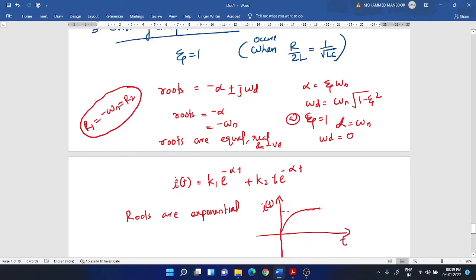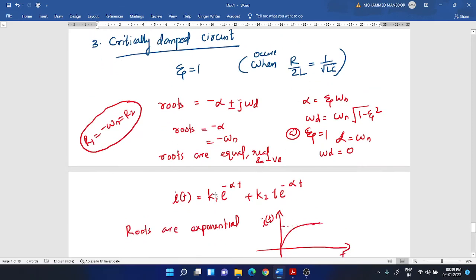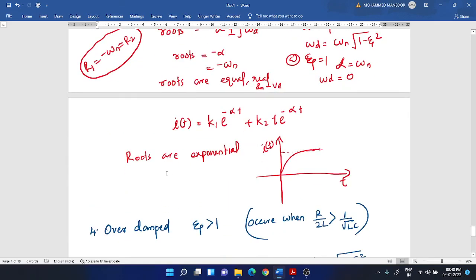So the response equation i of t becomes k1 e raised to minus alpha t plus k2 t e raised to minus alpha t. So this is the standard form for the response under critically damped circuits. When we plot this expression, that is i of t, we can obtain this type of response. It is exponential, as seen here.